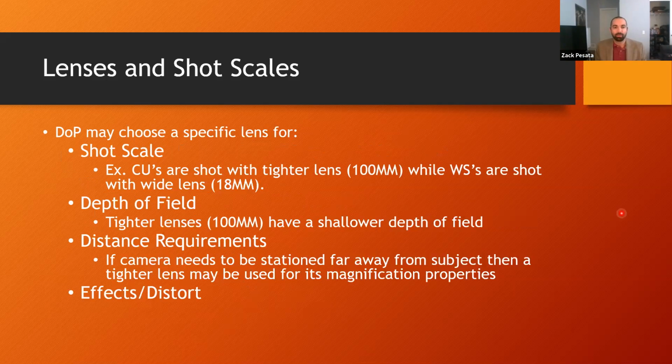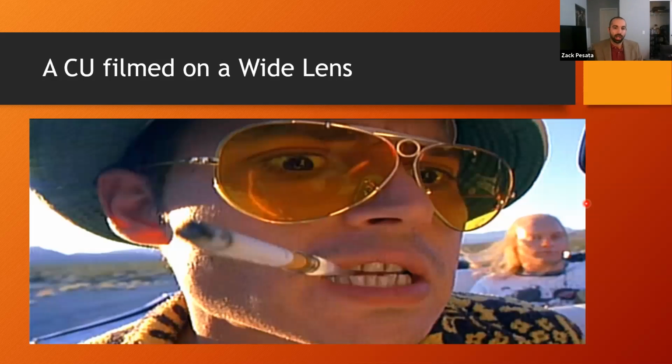The director of photography may choose a specific lens for shot scale, depth of field, distance requirements, and distortion effects. If you're interested, you could read the rest of that, but don't really worry about it. But there's an idea of when you film a close-up with a wide lens. This is a lens with a low focal length. And notice, because it's placed so close to the subject, we get this weird distortion of how he's stretched out in the frame.